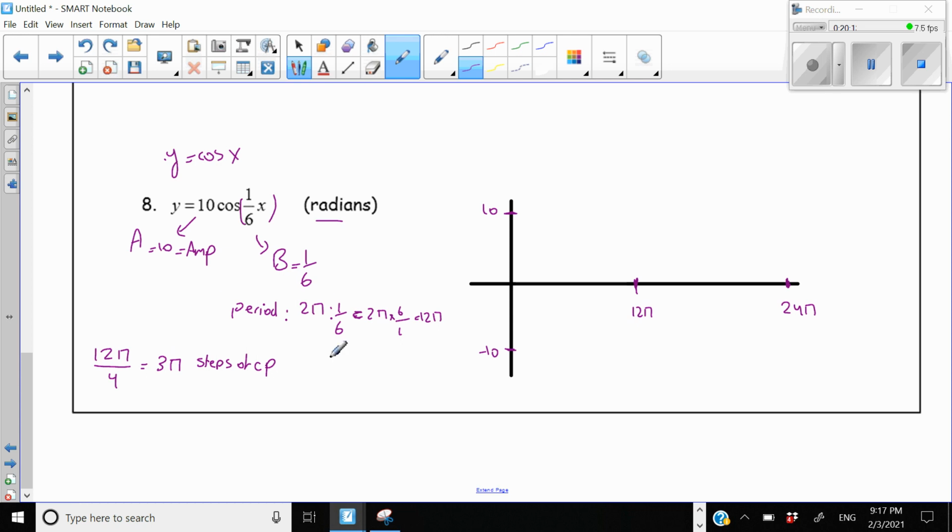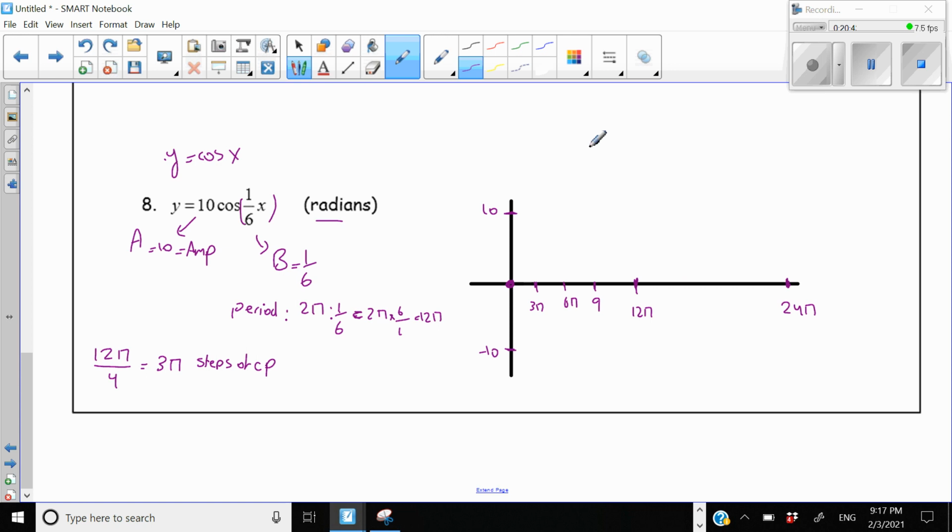So let's start. I'm going to start from 0. That's my first critical point. Next one will be 0 plus 3 pi, so 3 pi. Next one, add 3 pi to that, 6 pi. Add another 3 pi, and it will be 9 pi. And another one will be 12 pi. So these are the critical points of the first cycle.